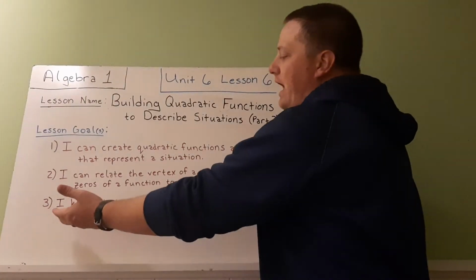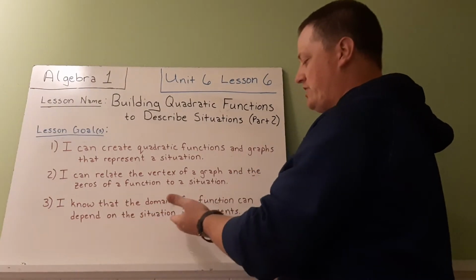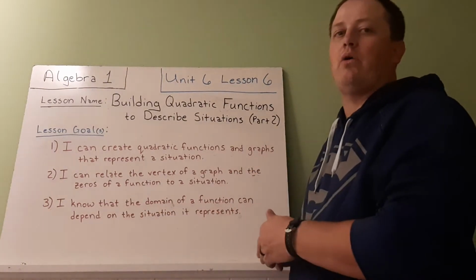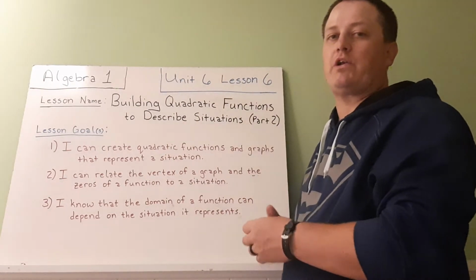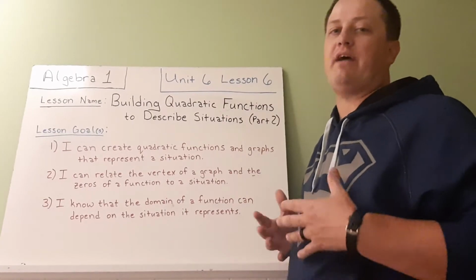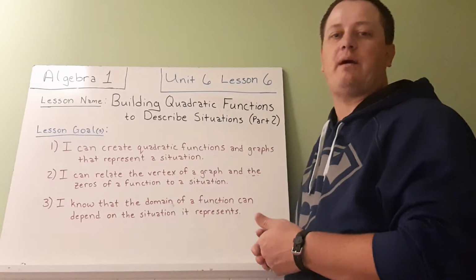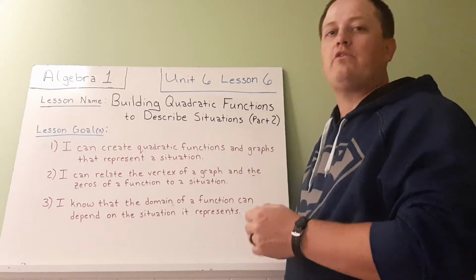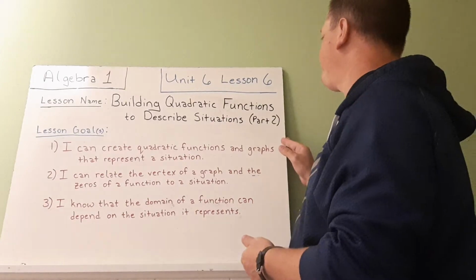All right. I know that the domain of a function can depend on the situation it represents. So each domain will be relative to what we're talking about, such as sometimes we can't have negative x values, or decimals aren't acceptable in certain situations. So the domain may change based off of what we're dealing with.